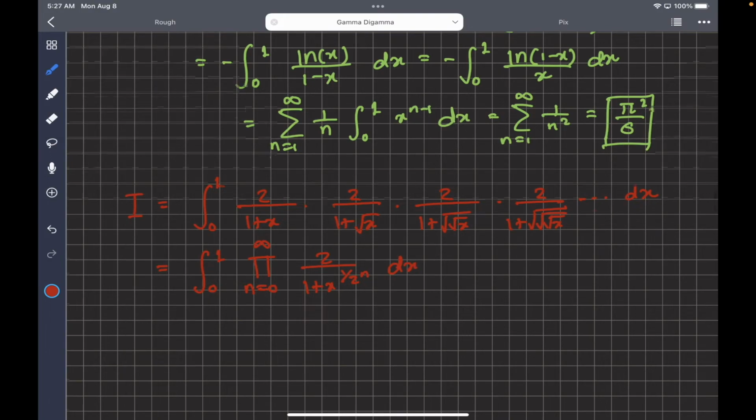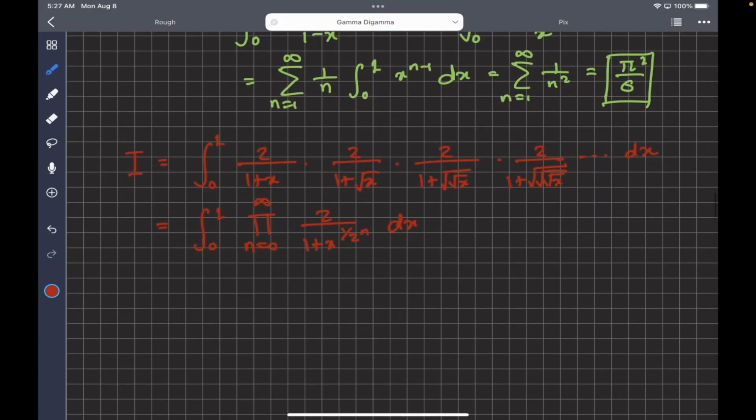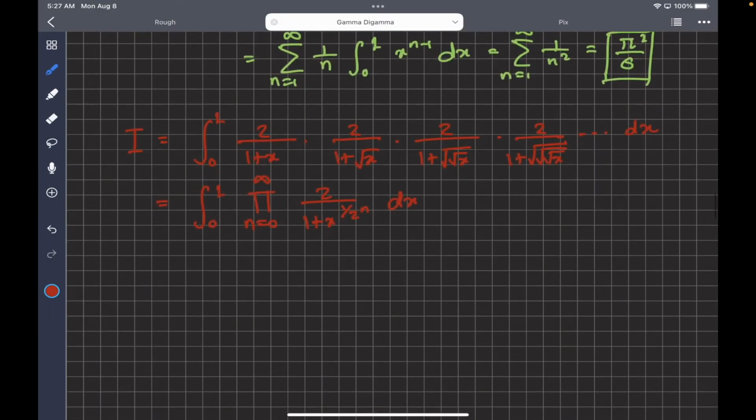I just need to keep checking that I don't make that error of writing capital N in place of small n everywhere. Maybe I should. That's why people choose the index i. But there's no issue either way.